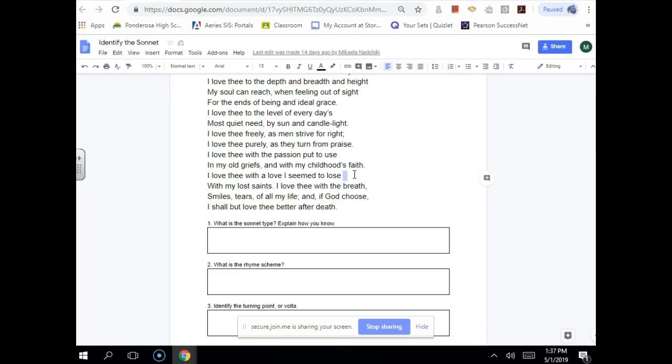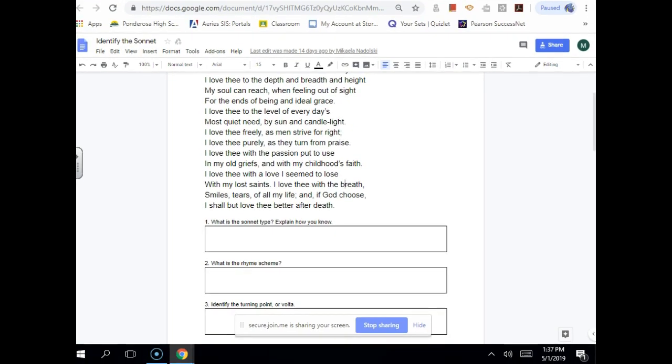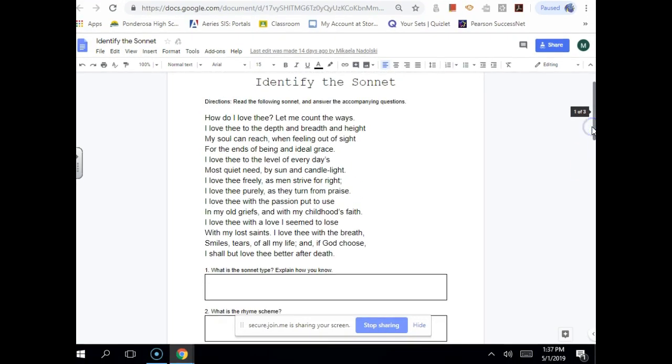So, what is the sonnet type? Explain how you know. What I would do first is try to find the volta. Is this an 8 and 6, or does it end in the couplet? Also, what's the rhyme scheme like? One easy way to do the rhyme scheme here is to do it in colors. So ways. Okay. Height. Malachi, does height rhyme with ways? No. Mia, does sight rhyme with ways or height? It rhymes with height. Okay, so I'm going to make it red. Does grace rhyme with ways? Yes.